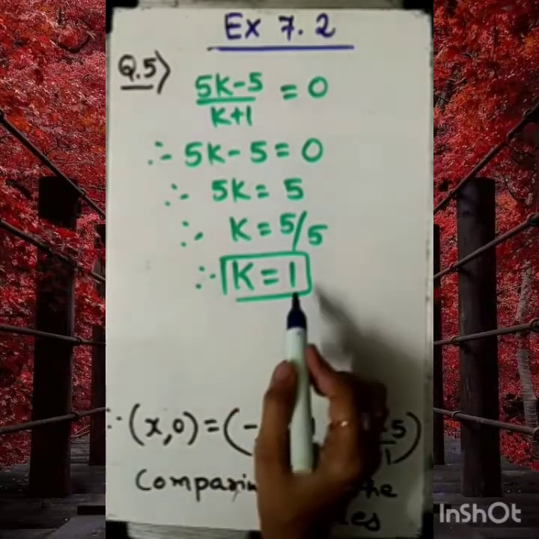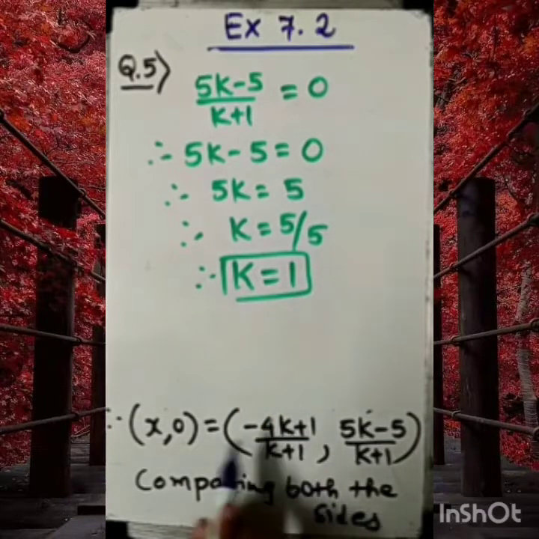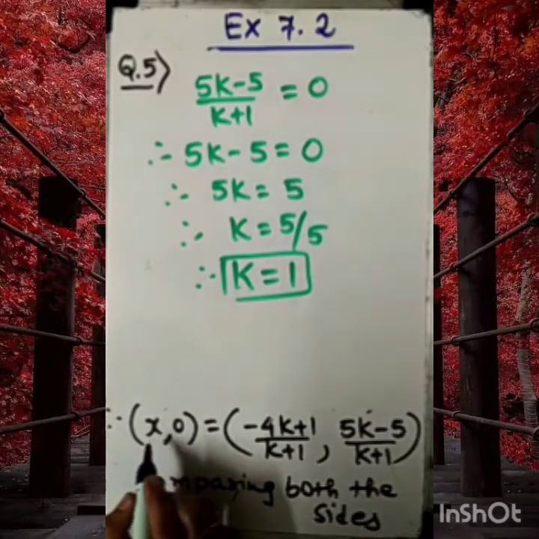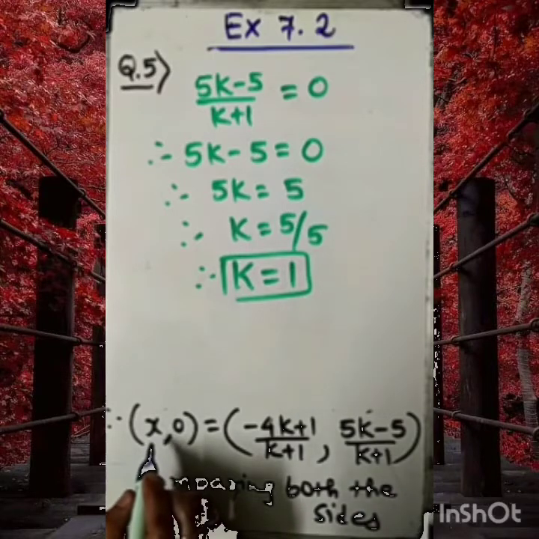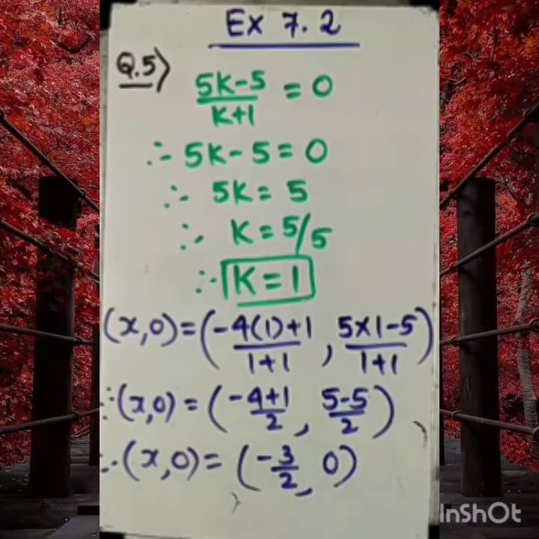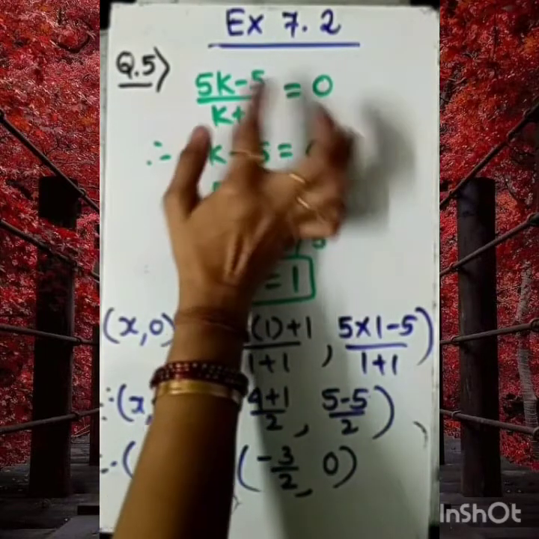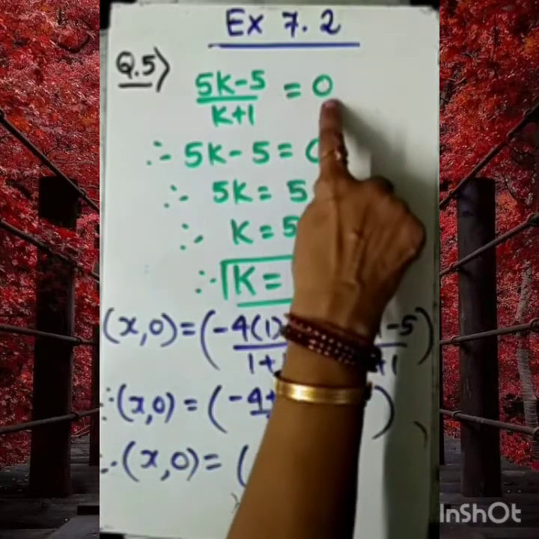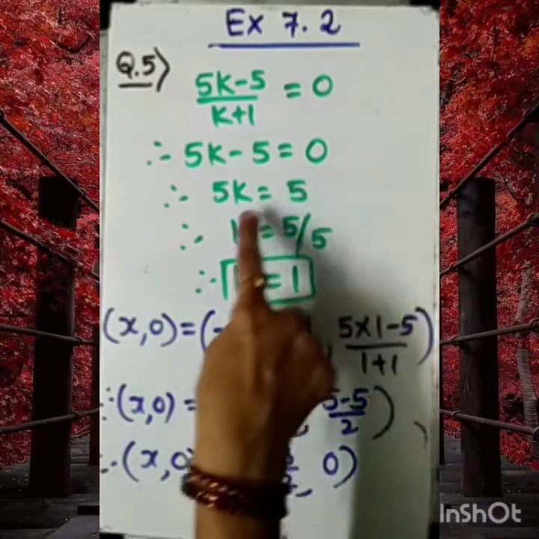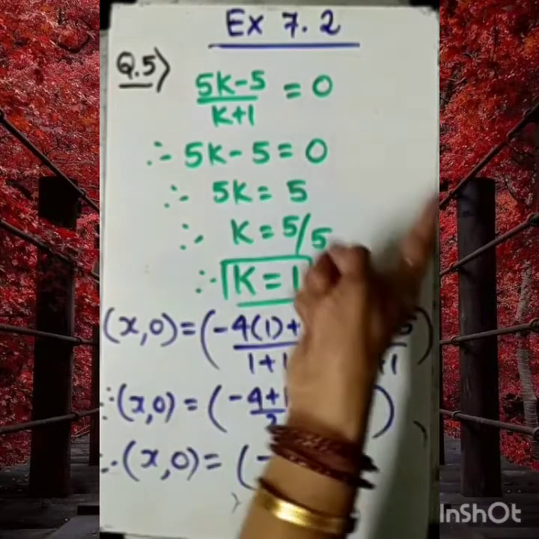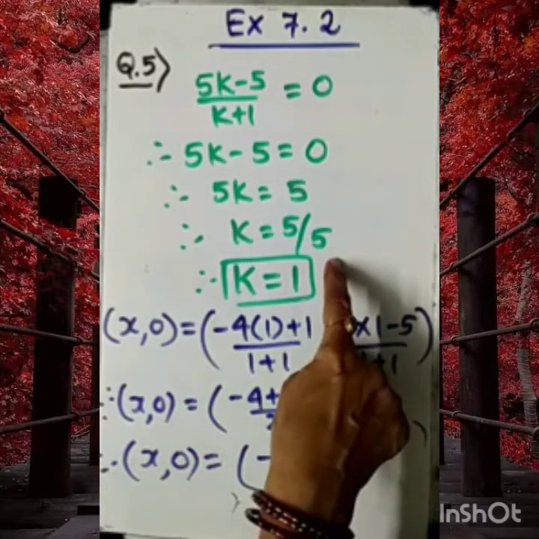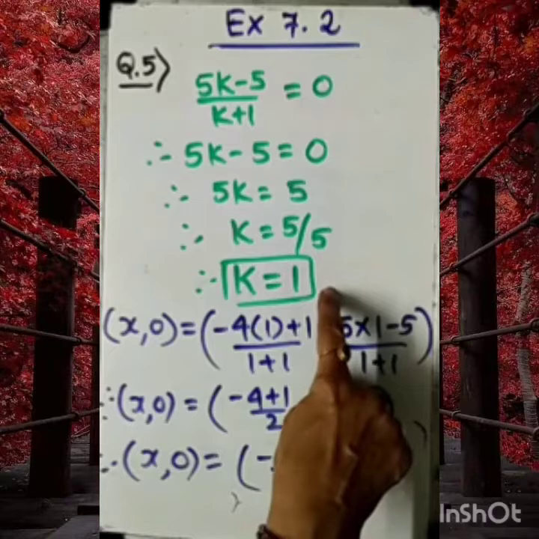Now, if I put this value in place of k, I will have the value of x. Let's see the solution in continuation as we are comparing the y coordinate here. (5k minus 5) upon (k plus 1) equal to 0. If I multiply, it will be 0. So 5k equal to 5. This minus 5 becomes plus 5. So k will be 5 divided by 5, that is 1. Finally, the value of k equal to 1.